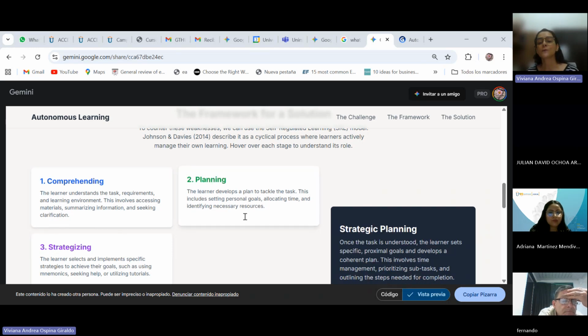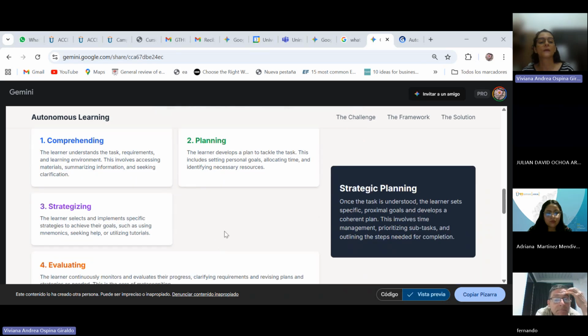The second stage will be planning, where the learner develops a plan to tackle a specific task. We might think about learning objectives, we might think about personal goals for learning a language, we may think of availability on time or specific resources that the student may have.